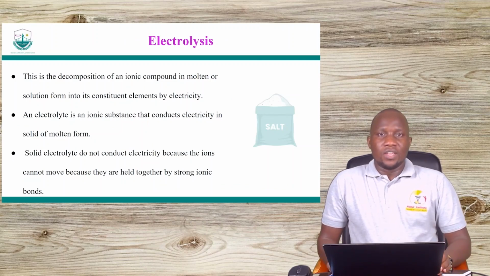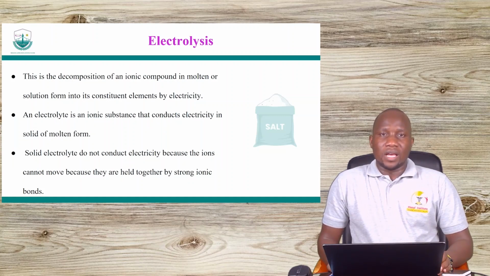Electrolysis is when you have a chemical reaction happening because of the influence of electric current. You have some substances that do not conduct electricity when they are in solid state. But when they are dissolved or when they are in molten state, they can conduct electricity. So we call these substances electrolytes.